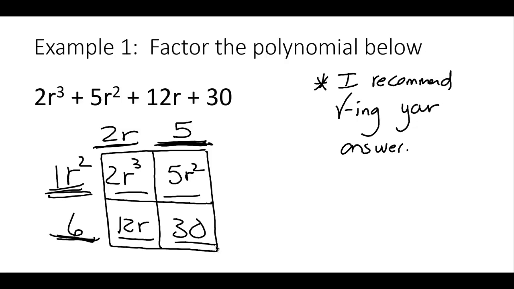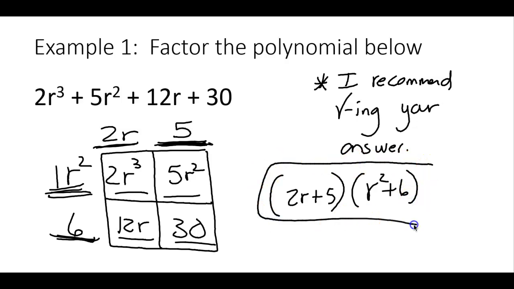And the answer is the thing on the top, which is 2r plus 5. It's a positive 5 because it's a plus. And then r squared plus 6. And that's it for that one. So it's just the box method again, mixed with the GCF method. A little bit less guessing going on. There is no guessing on this. It's a little bit better than the last box method, which has a lot of guessing and checking going on.